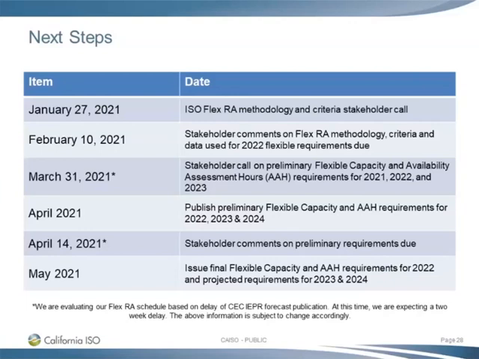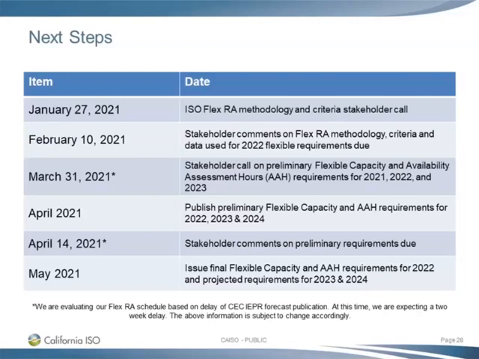In April, sometime we will publish the preliminary results for the flexible capacity and AH requirements, and then in May we will issue the final results and paper for 2022 requirements and the projected requirements for 2023 and 2024. And that is all we have for today.